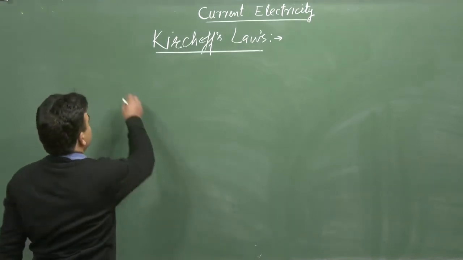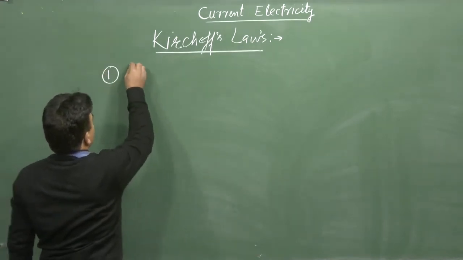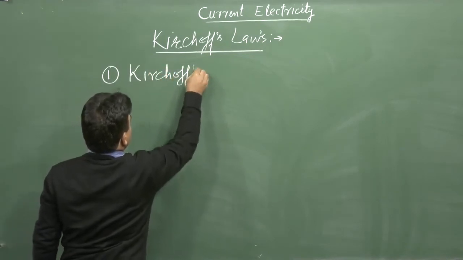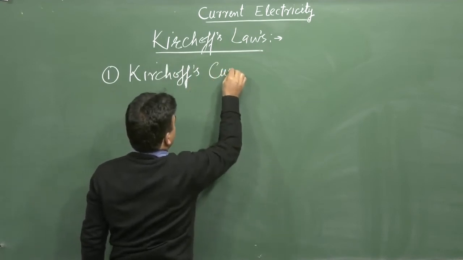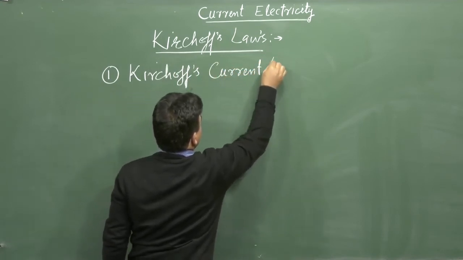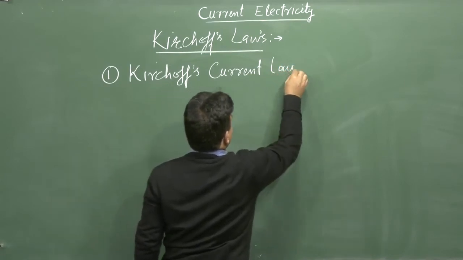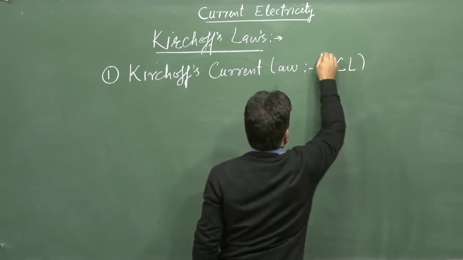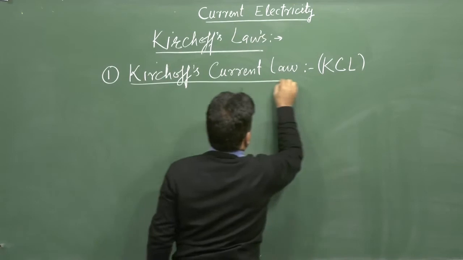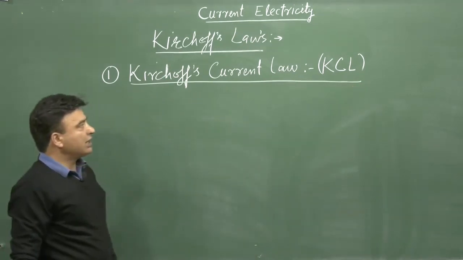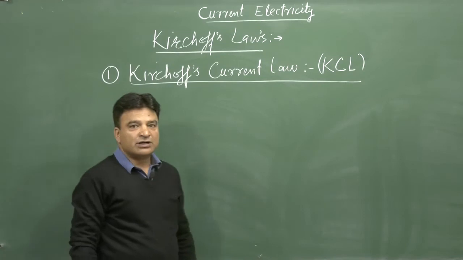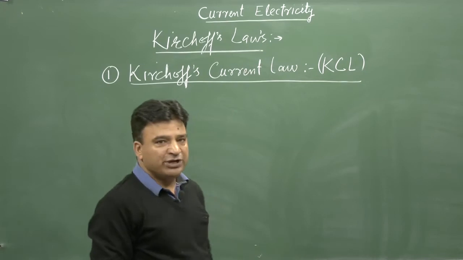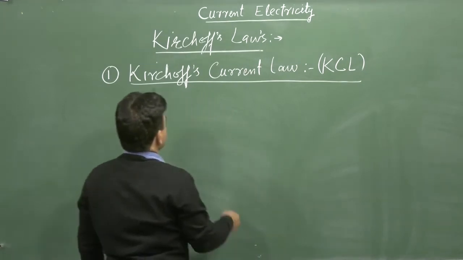One is called Kirchhoff's current law, written as KCL. Kirchhoff's current law states that the algebraic sum of all the currents meeting at a junction is 0.